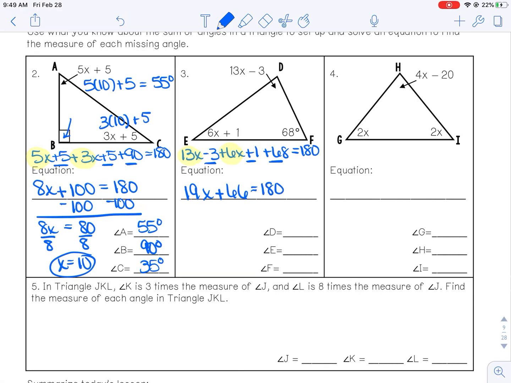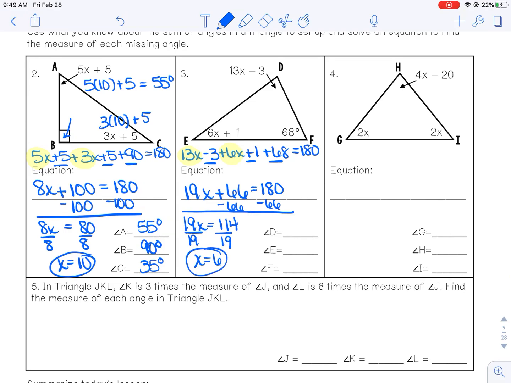Do your two-step equation by subtracting 66 on each side. I'm left with 19x is equal to 114. Divide each side by 19, and x is equal to 6.